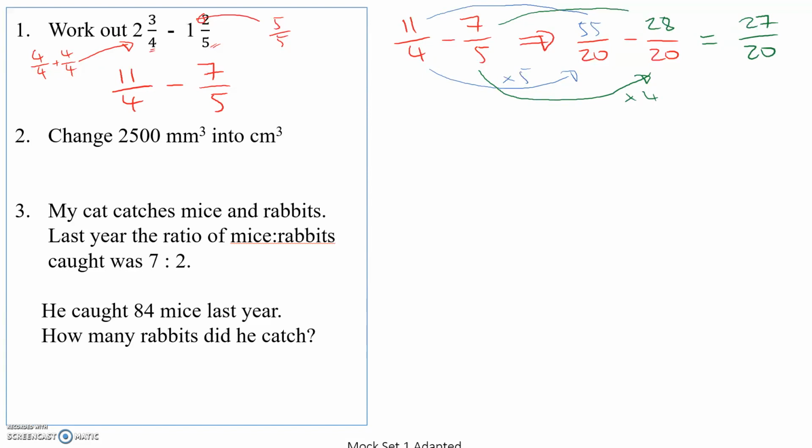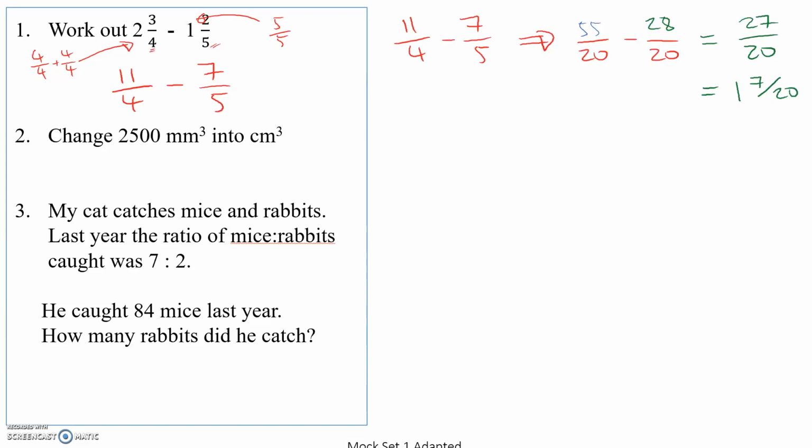Okay, so our answer is 27 20ths, or we could now convert that back to a mixed number and give us 1 7/20ths. So both of those fine for the marks.